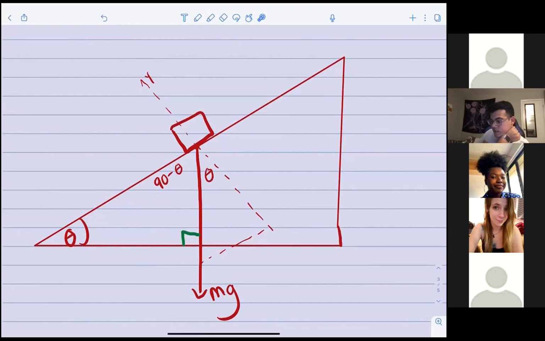Because this has to add up to 180. If this is 90, and this is, let's say, 30, this must be 90 minus 30, which is 60, right? This is a 90, 30, 60 triangle. Does that make sense? So I know that if this side is 90, this side is 30, this must be 60.